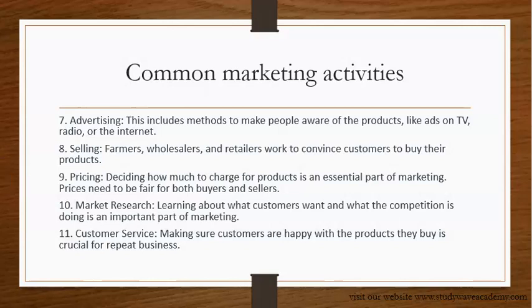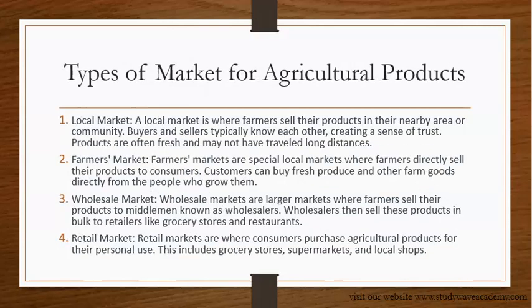Then we are going to be looking at the types of market in agricultural products. We have the local market. A local market is where farmers sell their products in their nearby area or community. Buyers and sellers typically know each other, creating a sense of trust. Products are often fresh and may not have traveled long distances. That is the local market.